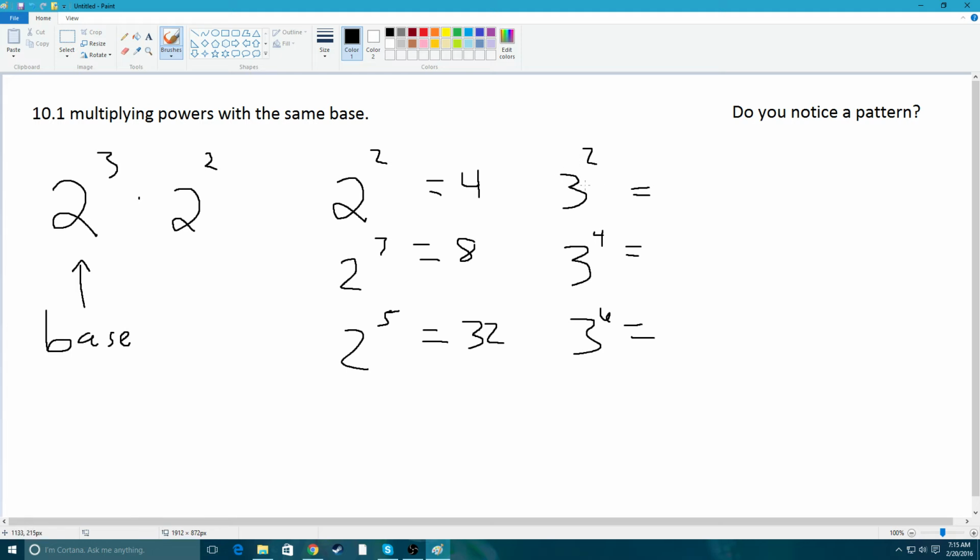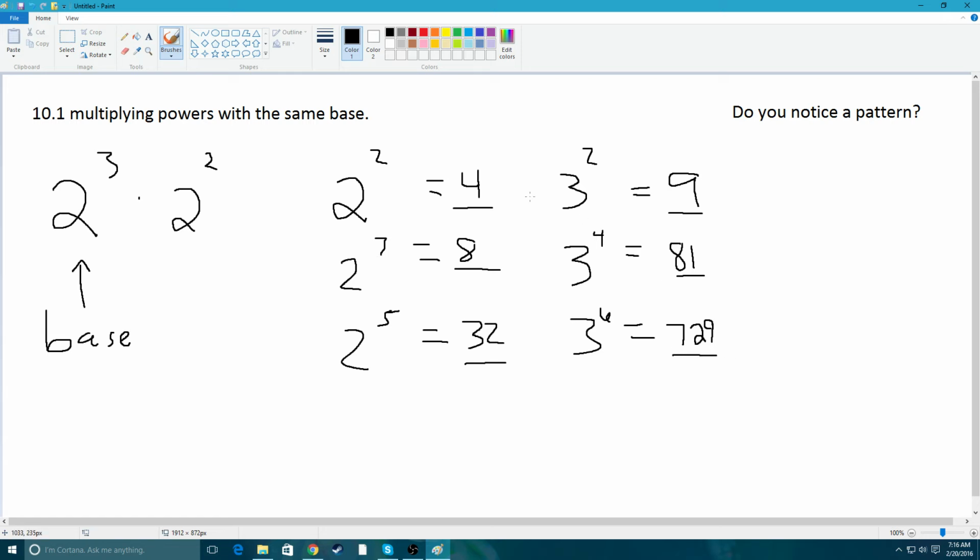No idea why. Okay, so 3 to the second power is 9. 3 to the fourth is 81. And 729 is 3 to the sixth. Okay, so do you notice a pattern? Well, here's something you should see. If you take a look, 4 times 8, that's 32. And 9 times 81, 729.